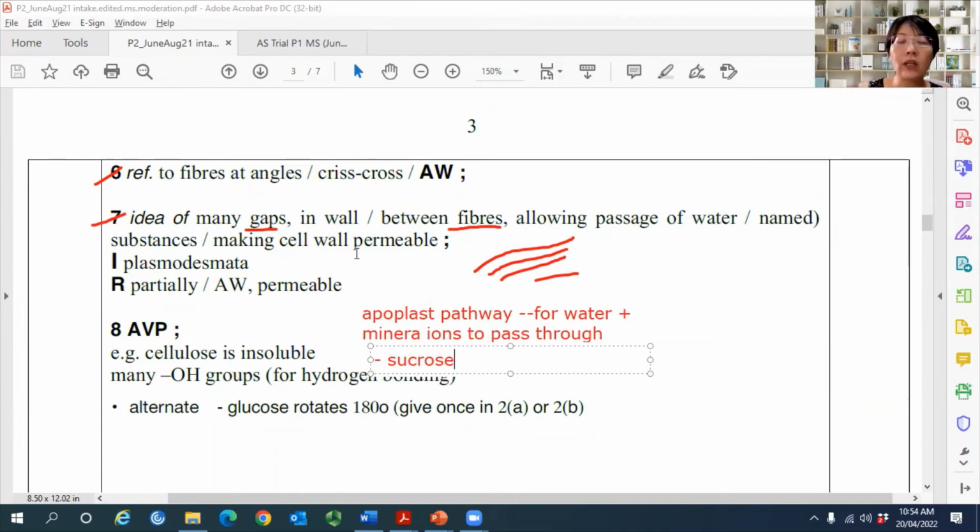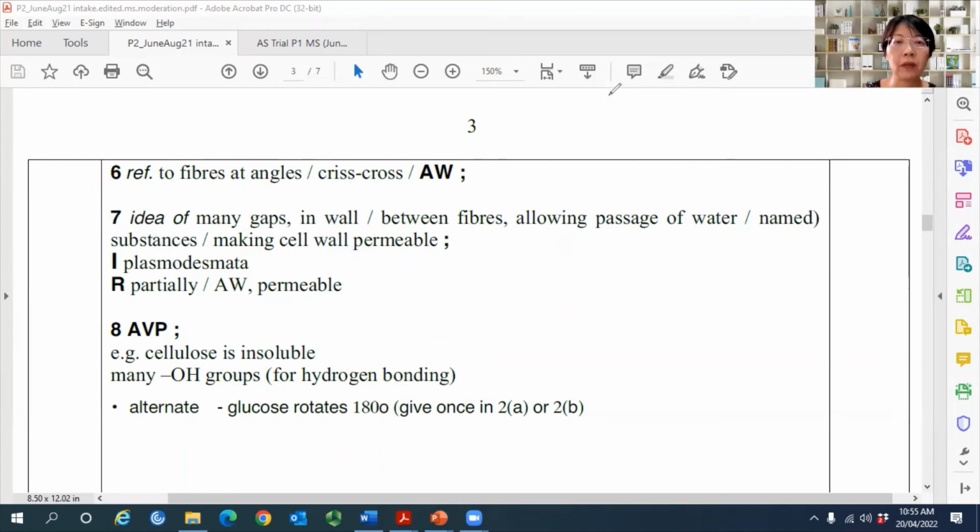So therefore, the cell wall is freely permeable. Freely permeable. Why? Because there are gaps between the cellulose fibers to allow the apoplast pathway and other molecules to pass through into the cell and out of the cell. Okay. Of course, one other valid point is that cellulose is insoluble, so it can be used as a support medium. It will not dissolve in water. It has many OH groups, so therefore it can form a lot of hydrogen bonds.